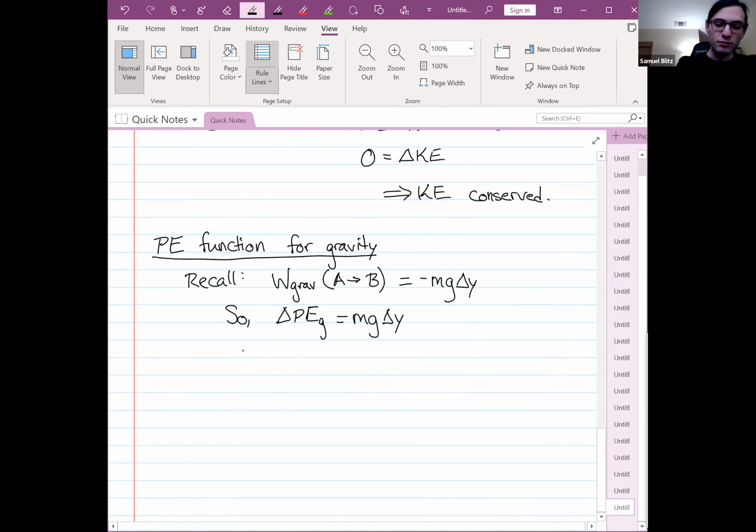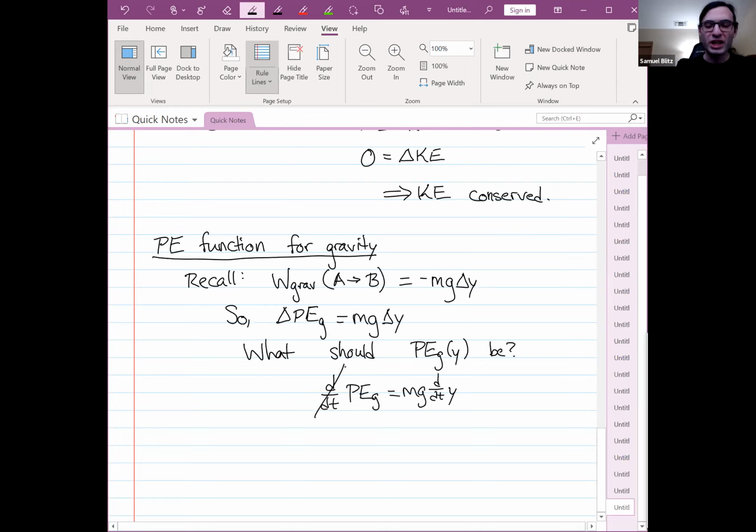So let me just write words. We want to know what the potential energy due to gravity is as a function of height. And so the m and the g aren't changing. We're kind of trying to cancel out these deltas, but it's just like with derivatives, you can't just cancel out a derivative. Like if I wrote d by dt of the potential energy due to gravity equals mg d by dt of y, you couldn't really cancel these out. You'd have to be a little bit more careful.